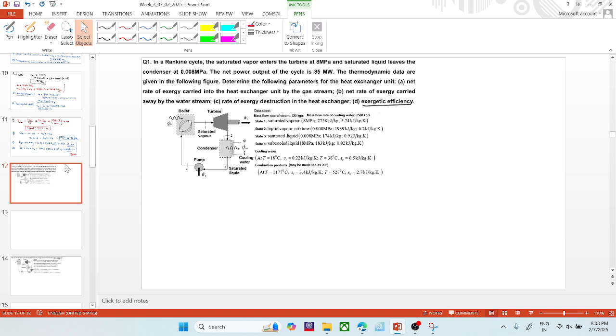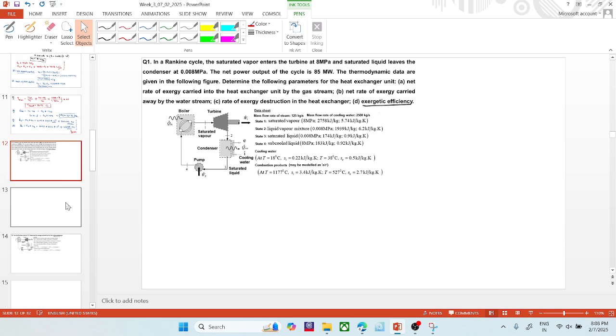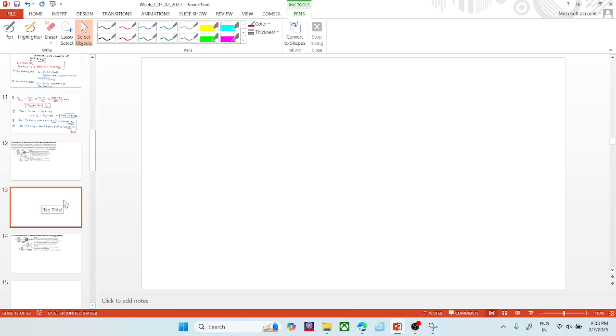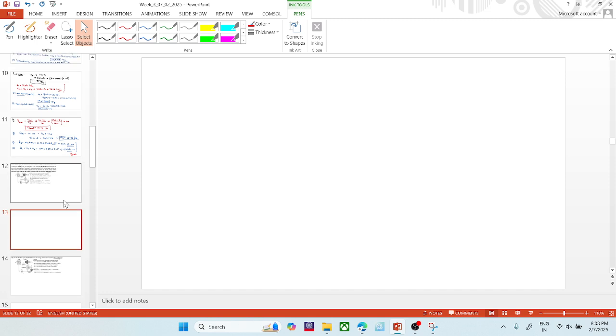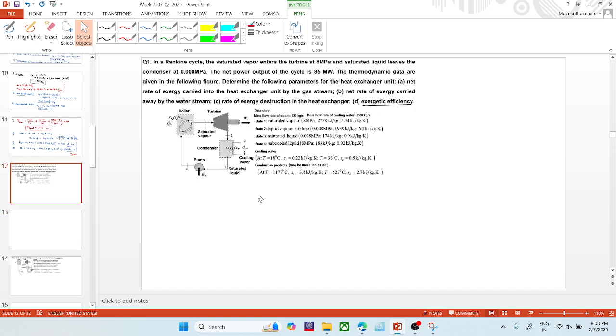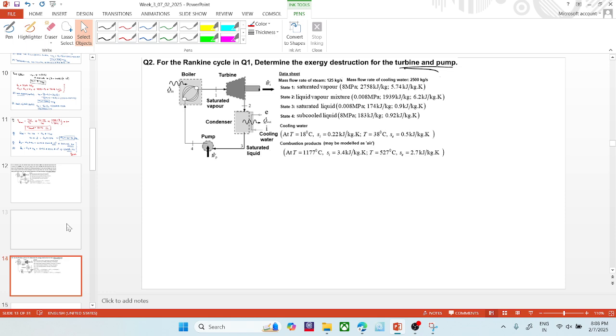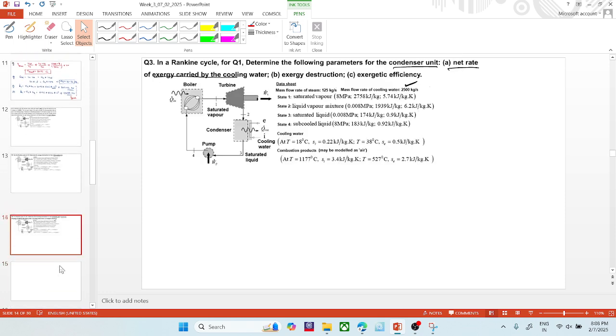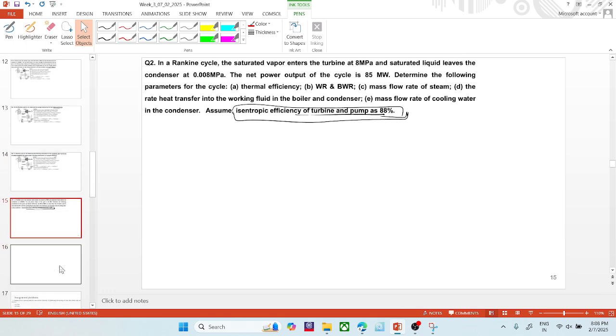This problem is simply formula based. You will try it, and if you have any doubt, then we will discuss this in the next class. Here you simply have to apply the formulas. Enthalpy for all the processes is provided here, so you don't have to look for any steam table to get the enthalpy values.